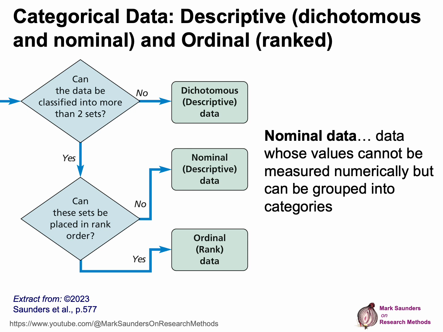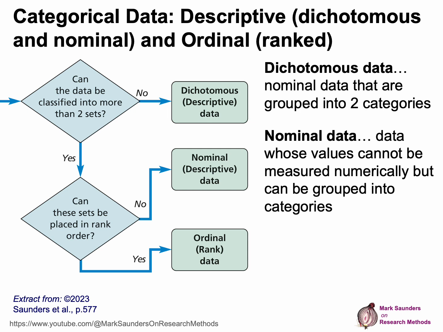However, if we have answered the first question no, we don't even get to the second question. In this case, we have dichotomous data. Dichotomous data is, like nominal data, descriptive, except in this case that the data are grouped into two categories. For example, something you have or don't have, perhaps owning a car or not owning a car.